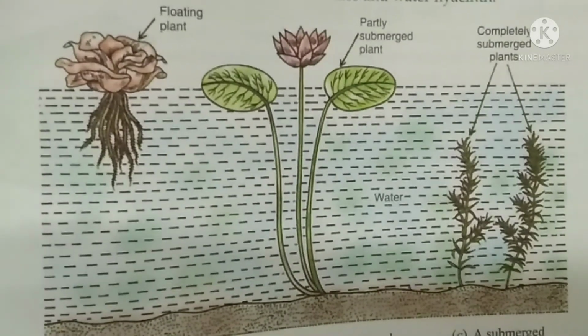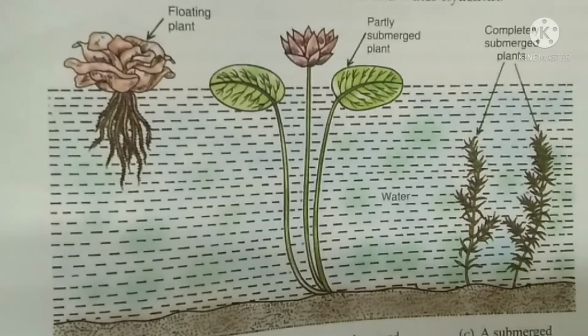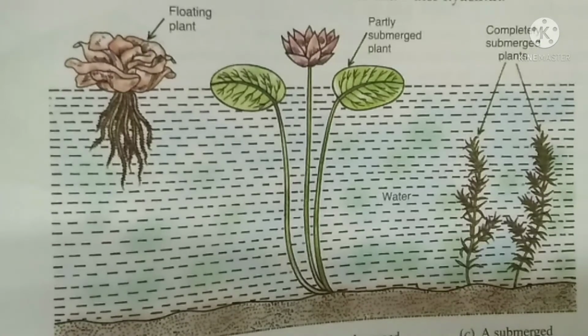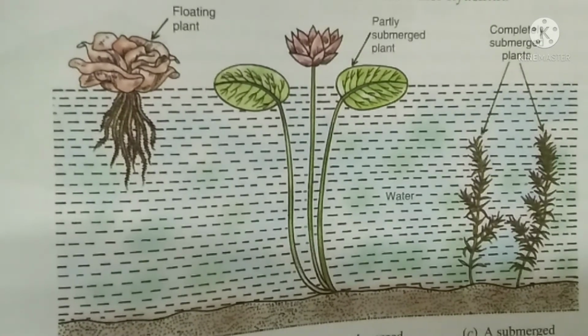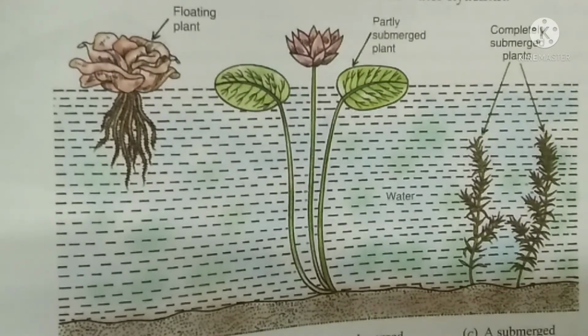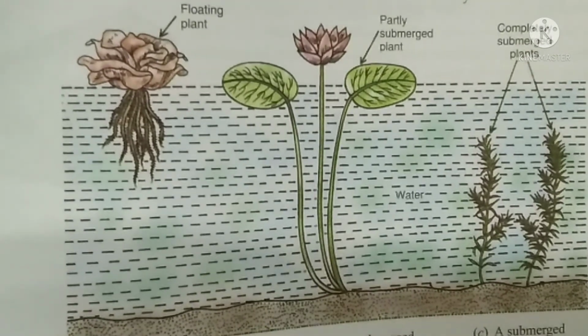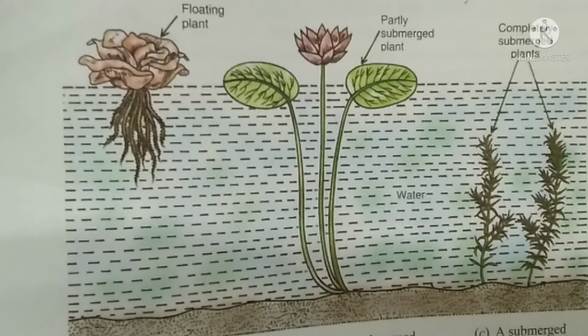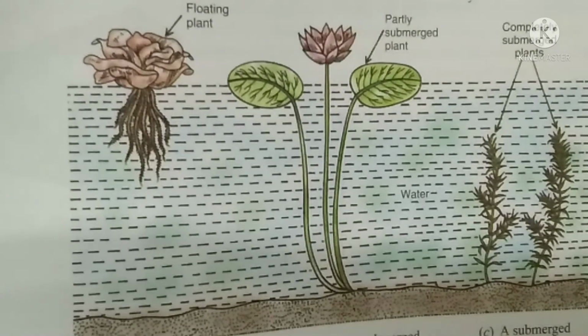Now look at these plants. Which type of plants are they? The first one is a water lettuce, the second one is a water lily, and the other one is not very common to you. It is called hydra. If you observe them, you can see that they all grow in water. So the plants which grow in water are called aquatic plants.